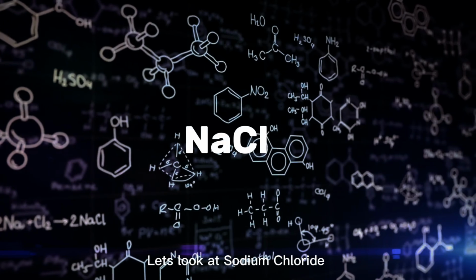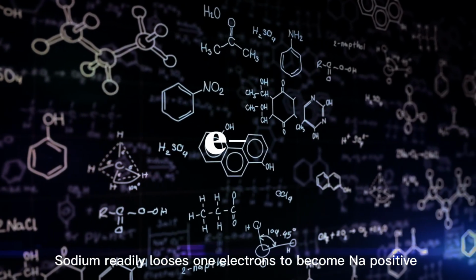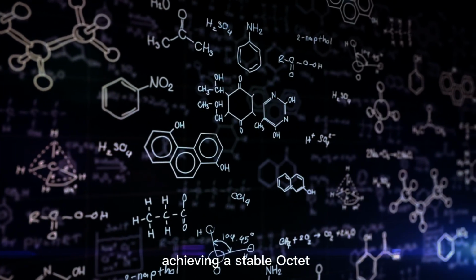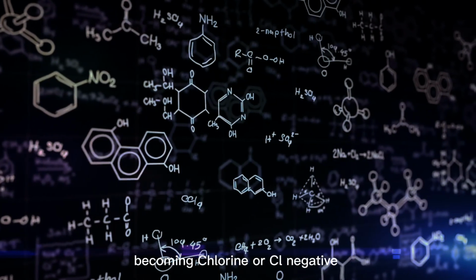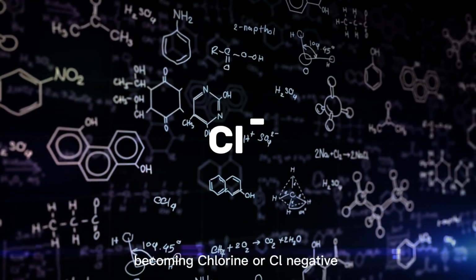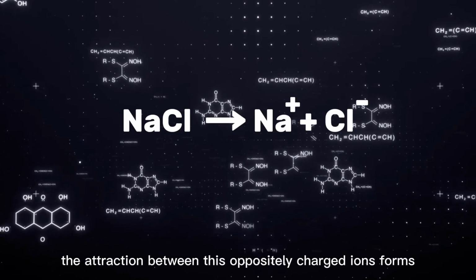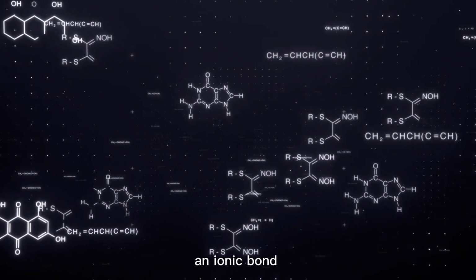Let's look at sodium chloride. Sodium readily loses one electron to become Na+, achieving a stable octet. Chlorine happily accepts that electron, becoming chloride, or Cl-, also with a complete octet. The attraction between these oppositely charged ions forms an ionic bond.